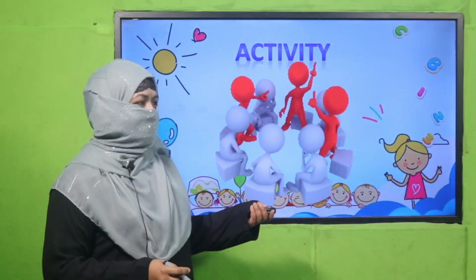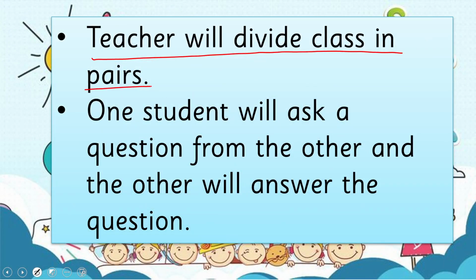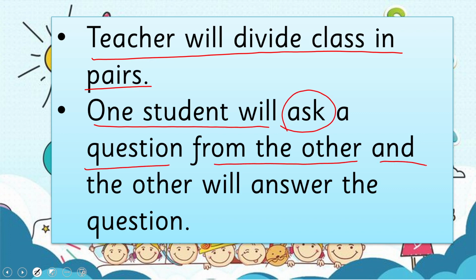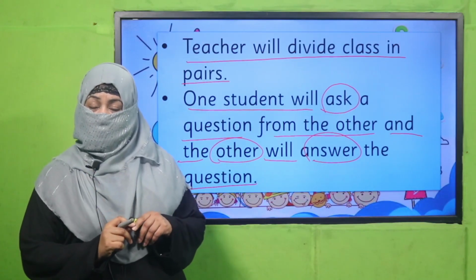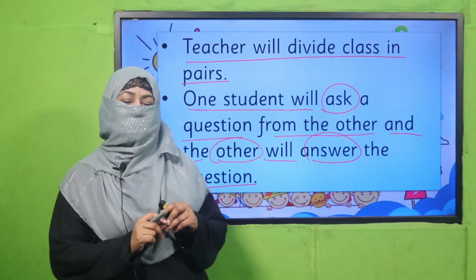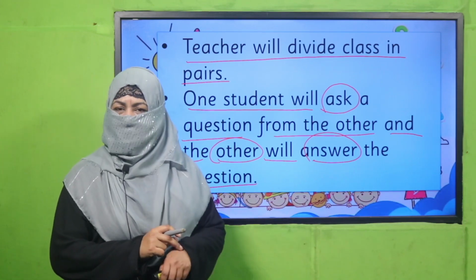So let's practice it through an activity. Teacher will divide class in pairs. One student will ask a question from the other, and the other will answer the question, right? So in this way, let's find out, are you using correct question word, and are you getting the question word correctly? So pause the video, enjoy this activity, and then come back.